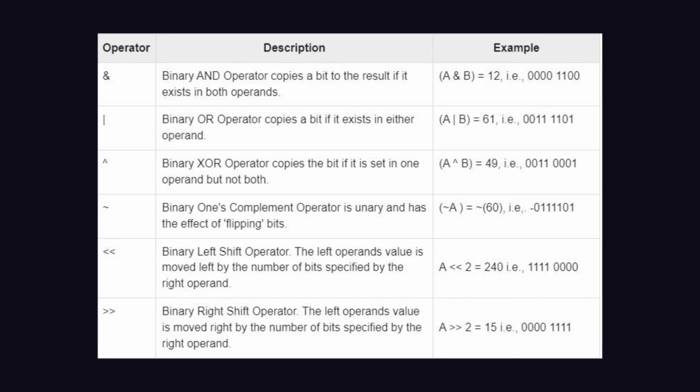And lastly, we have the bitwise left shift and the bitwise right shift. In the left shift, the left operand's value is moved left by the number of bits specified in the right operand. And similarly, in the right shift operator, the left operand's value is moved right by the number of bits specified by the right operand. So these were the bitwise operators available in the C programming language.